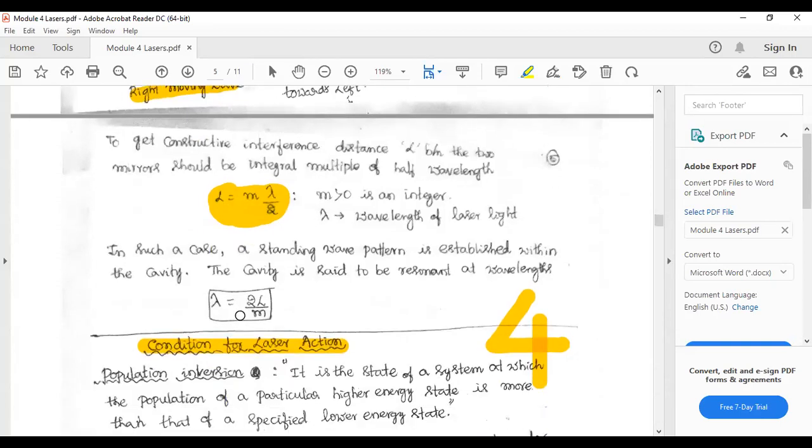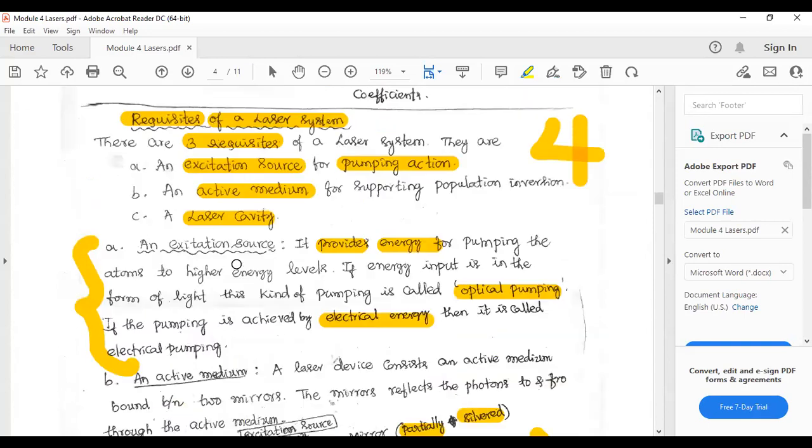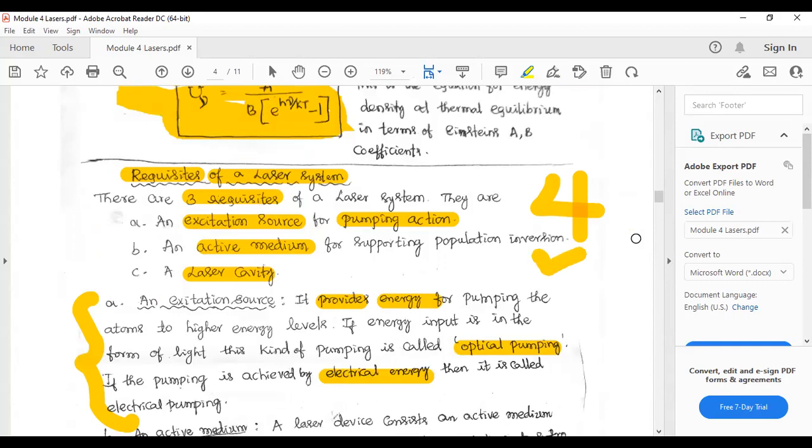Okay, this is the condition. This is the length L of the cavity. These are the three requisite things for having a laser. Materials: pumping source, active medium, and laser cavity. This is a question for 4 marks.